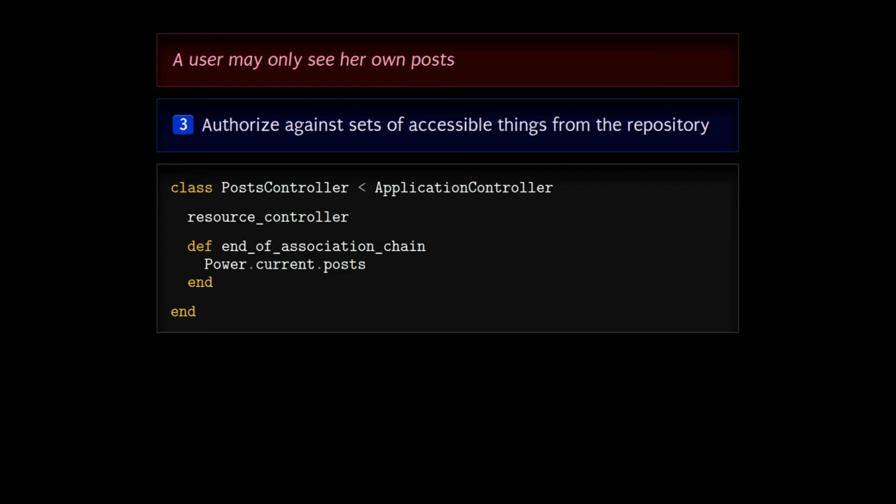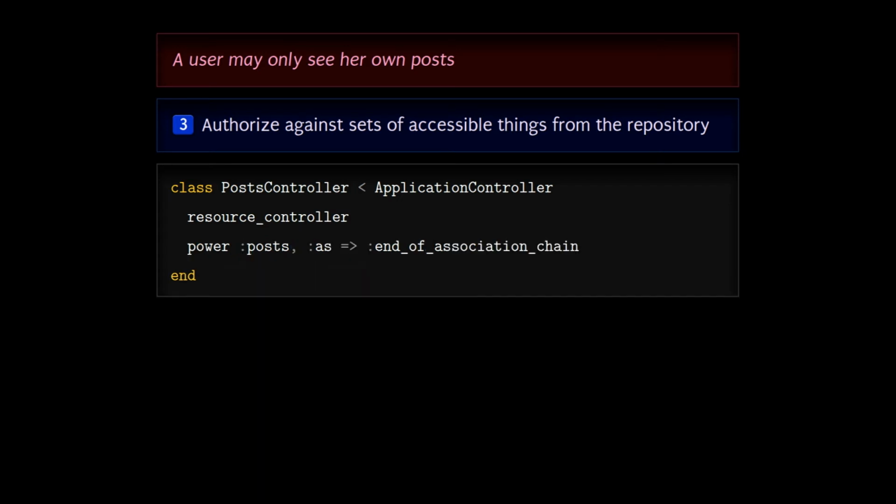Has anyone a question what this resource controller thing does? Okay, I'm just using it because it makes the following examples a lot shorter, so we can focus on what is important. And also because this pattern, that we override the end of the authorization chain and point it to something in our power, is so common that we also have a shortcut for this. So we just say this, but it's the same as writing it by hand.